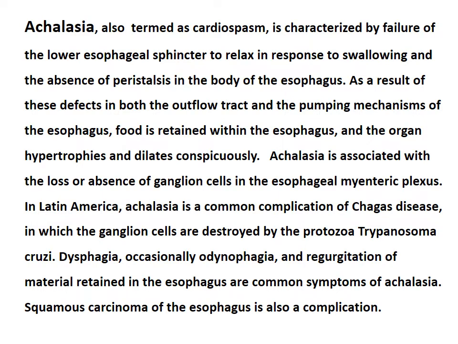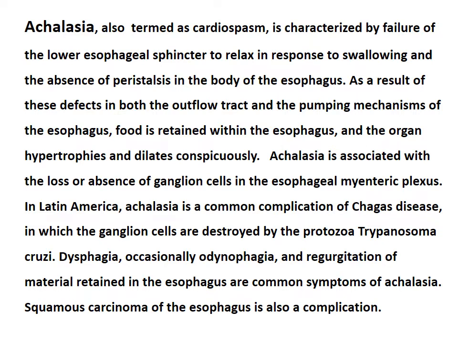This is what we call achalasia, usually associated with loss or absence of ganglion cells. Ganglion cells are the nerve cells present in the wall of the esophagus, and in this condition they are totally or partially missing, and for this reason the muscle has no movement. These ganglion cells are present in the myenteric plexus of the muscle in the wall of the esophagus.